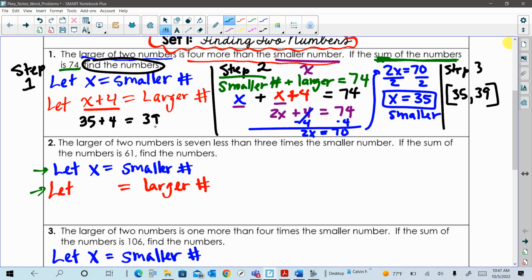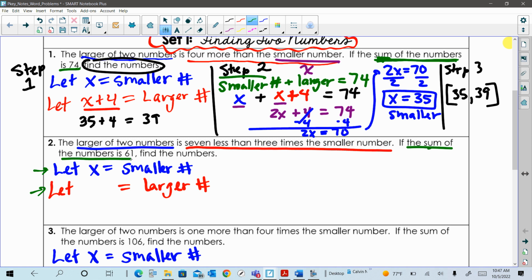Isabella. Larger of 2 numbers. Yes, okay, I'm going to get that part. All right. Anything else? Sophia? 7 less than 3 times the smaller number. Good job. 7 less than 3 times the smaller number. There we go. That's good. Elizabeth? The sum of the numbers. Yeah. The sum of the numbers is 61.